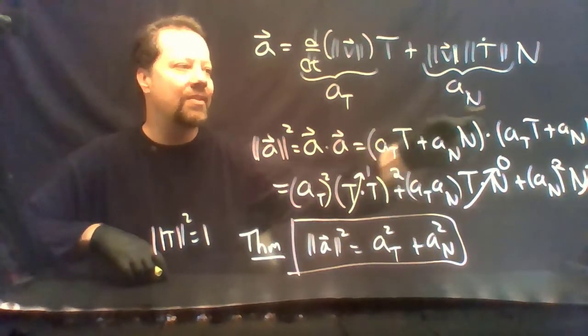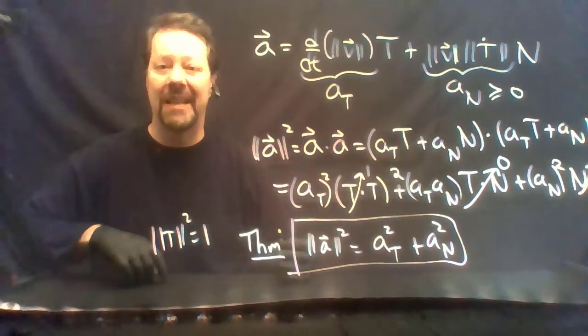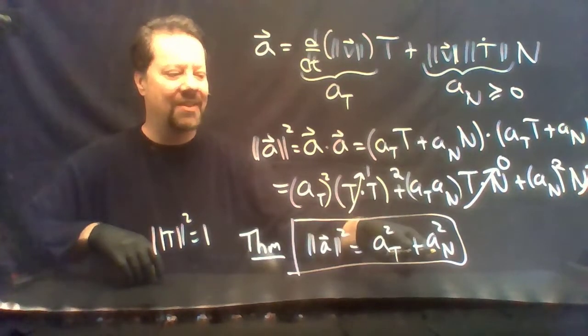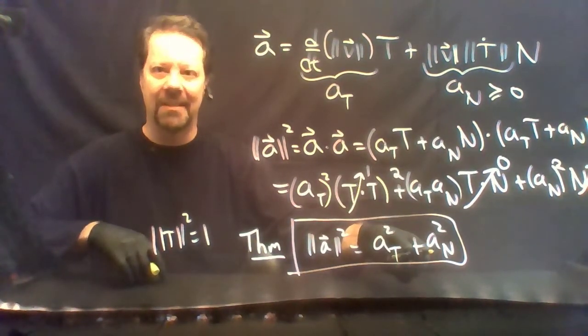Also, you should notice that the normal component of acceleration by definition can't be negative. When you take the square root, you have to use the positive square root if you're solving for A sub n.